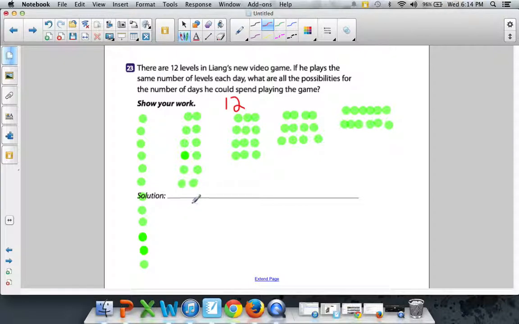He could play it once a day, or he could play it twice a day, or 3 times a day, or 4 times a day, or 6 times a day. Oh, you know what else he could do? I almost forgot. He could play all 12 in one day if he wanted to. So he could play 12 times in one day.